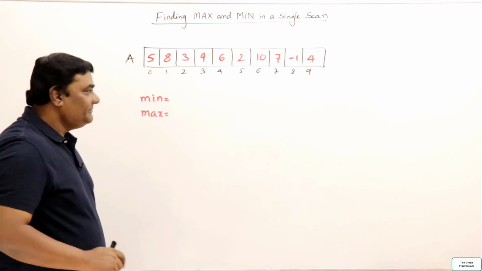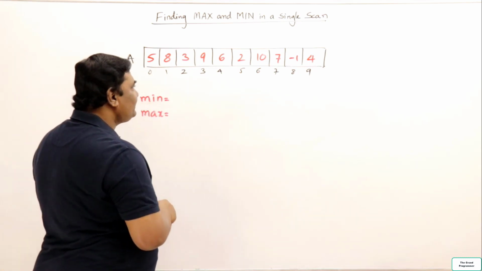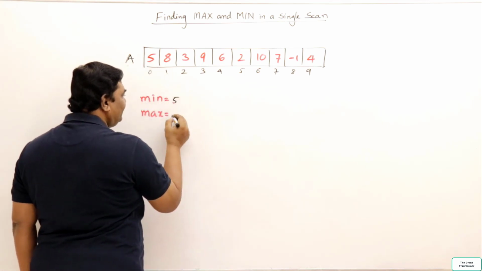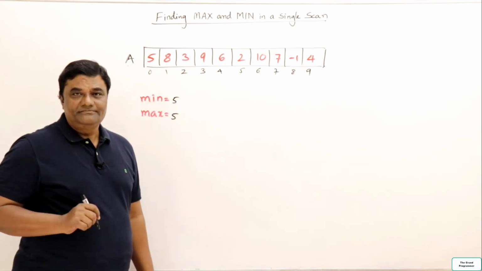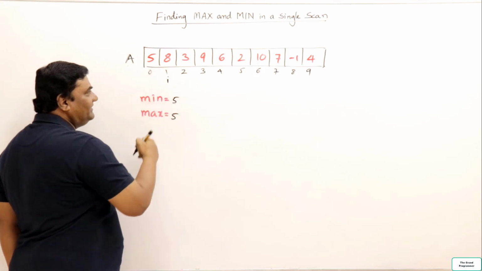Now how to find max and min? I have taken two variables, minimum and maximum. So let us start the procedure. The very first thing I'll do is assign the first element, 5, to both. So both minimum and maximum are 5 now. To scan the whole array, I will take I starting from here.